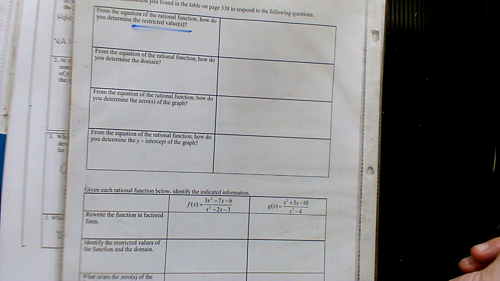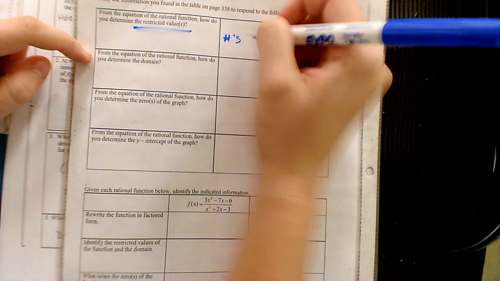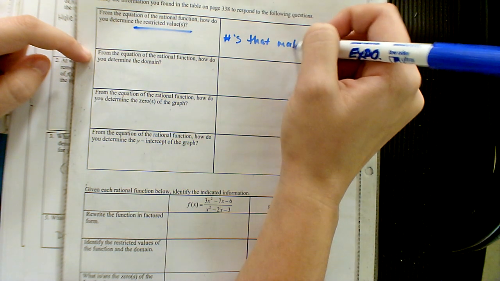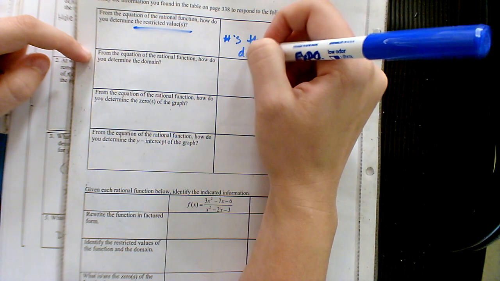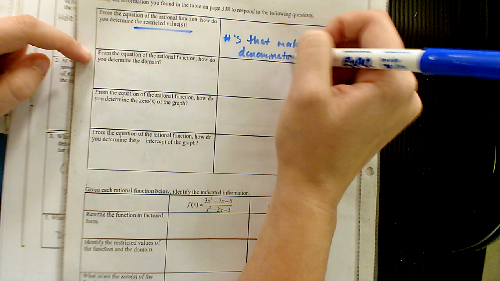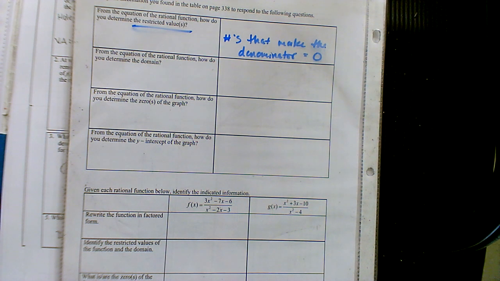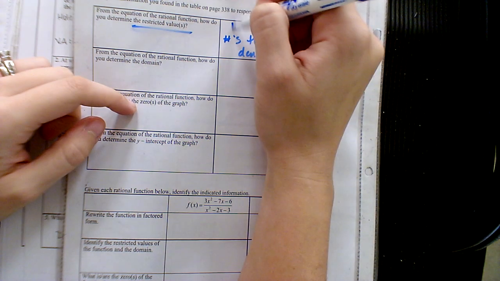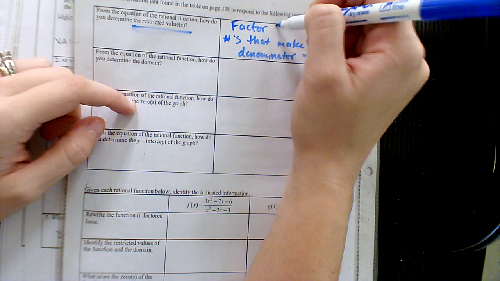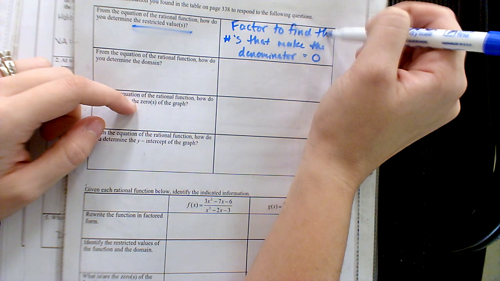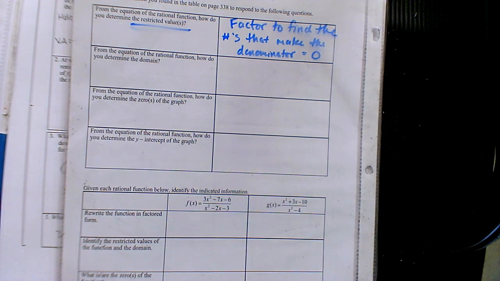What do you think, Grace? The numbers that make the bottom 0. Okay, numbers that make the bottom or the denominator equal 0. How can we figure out those values? Yeah? Factoring can get us there pretty quickly. I mean, if you don't want to factor, you might have to guess and check a few times until you find them, but factoring is going to be very quick. Okay, so we'll say factor to find the numbers that make the bottom 0.